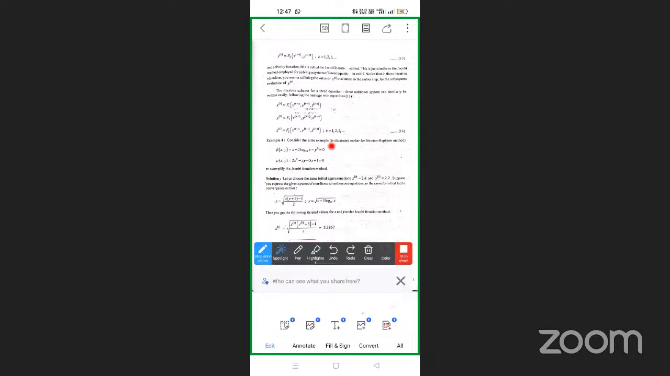So consider the same example. Phi is equal to x plus 3 log base 10 x minus y square is equal to 0. Psi of x comma y is equal to 2x square minus xy minus 5x plus 1 is equal to 0. So Jacobi iteration method, here also the same, x naught, y naught. x naught is equal to 3.4, y naught is equal to 2.2. So we can write x value. x is equal to root of x into y plus 5 minus 1 by 2. So y is equal to root of x plus 3 log x. In the first equation, we can write x, in the second equation, we can write y value.